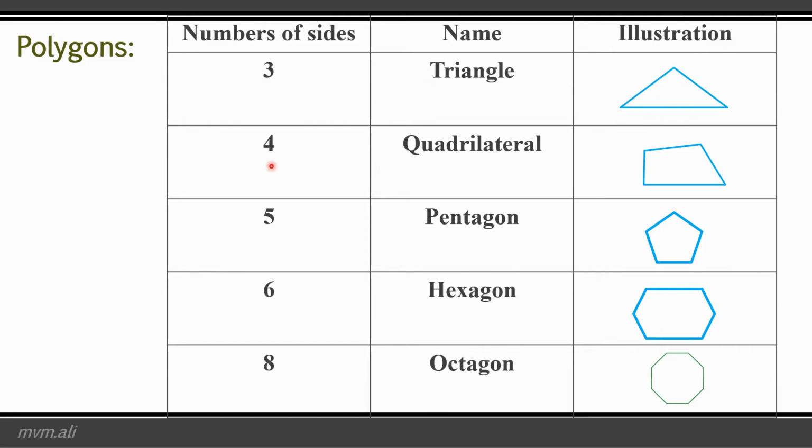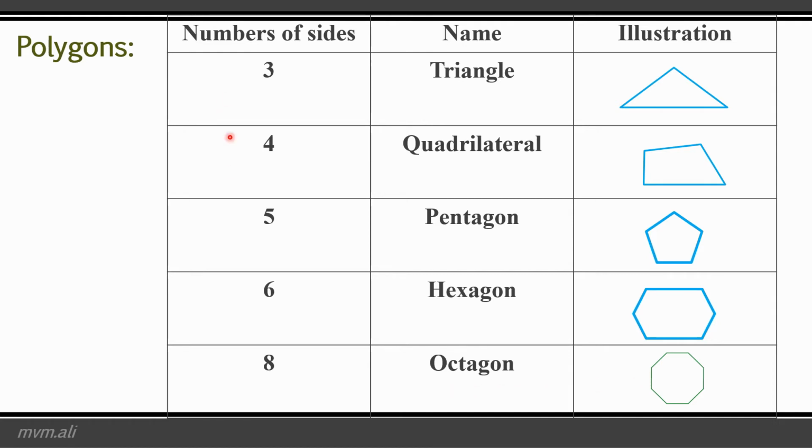And if the number of sides is 4, then obviously we call it a quadrilateral. These two types of polygons we already discussed in detail. And if the number of sides is 5, then we call it a pentagon. Here you can see this polygon has 5 sides. And if the number of sides is 6, then obviously we call it a hexagon. Here you can see a hexagon. And if the number of sides is 8, then we call it an octagon.